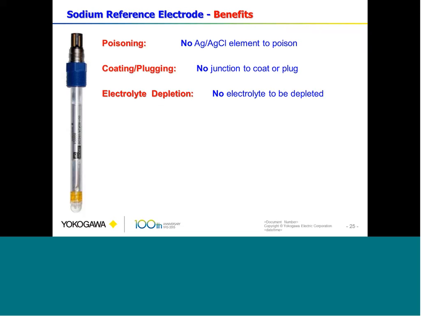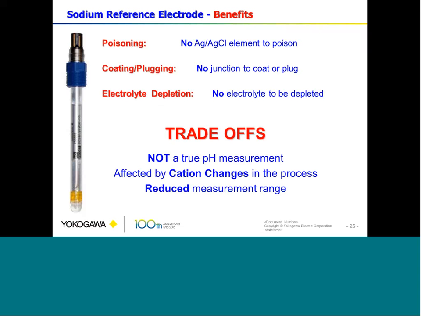Again, there's no silver element on the reference side, so there's no poisoning. There's no junction. There's no chance for depletion. But as we said, the trade-offs are, it's not a true pH measurement because the reference does move with the process and is affected by the cation changes, and it does have a reduced measurement range. But it is a possibility. It is something that is a tool in your bag if you have an application that it's suited for. Works very well.